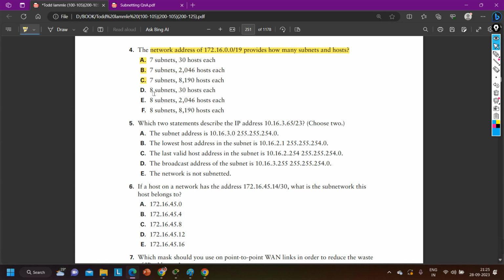Now to find which answer is correct out of options D, E and F, you have to calculate valid hosts. The valid host formula is 2 to the power h minus 2. What is the value of h first of all? If n is 19, then h will be 32 minus 19, that is 13. So 2 to the power 13. Now you can calculate the value of 2 to the power 13 and subtract 2. No, it is asking for hosts directly, not valid hosts.